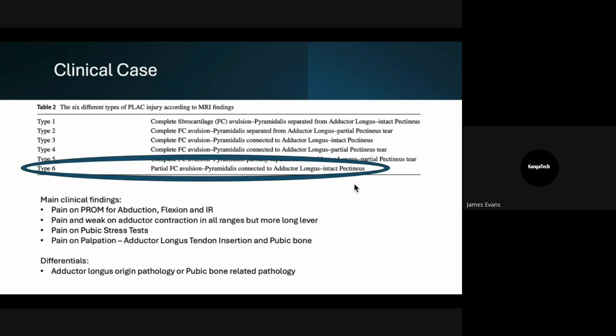He had pain on the pubic stress tests at the end of the bed, and pain on palpation around his adductor longus tendon insertion and the pubic bone. So initially at this point, our differentials were, is this an adductor longus origin pathology, or is this actually pubic bone related pathology?